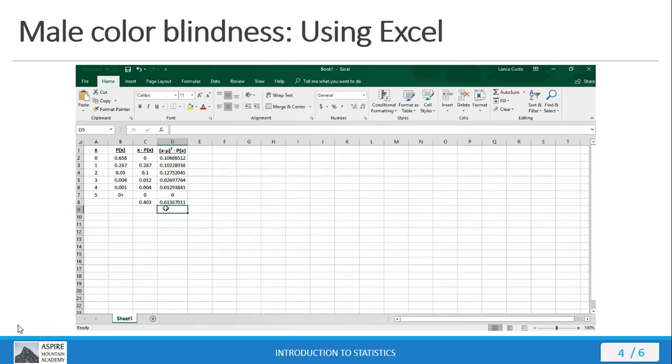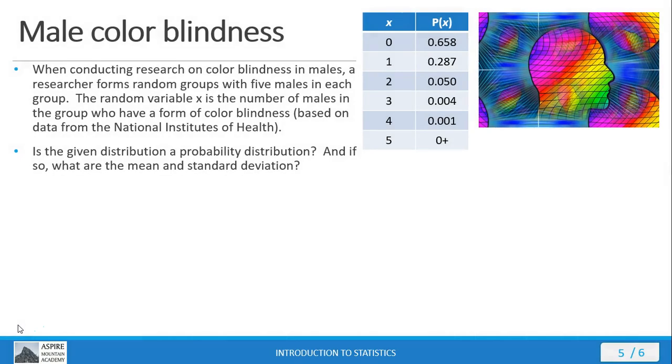StatCrunch was a lot less work, so if you want to go this route with Excel, have at it. But I prefer to do the work for this particular type of problem in Excel. So, hope that helped you out. Yeah, actually I misspoke. I said I prefer to do it in StatCrunch because StatCrunch is a lot easier. So, back to the problem at hand.